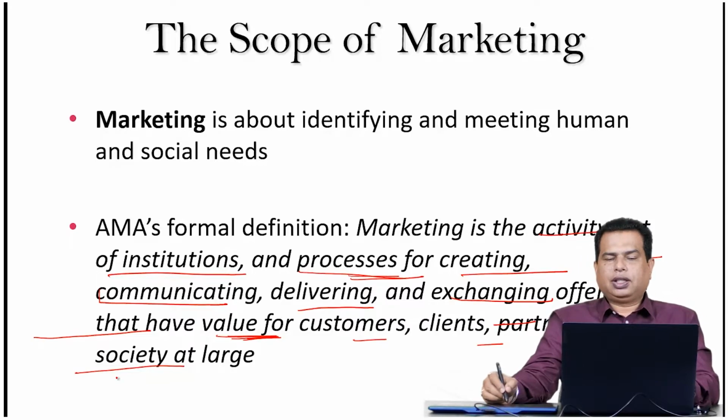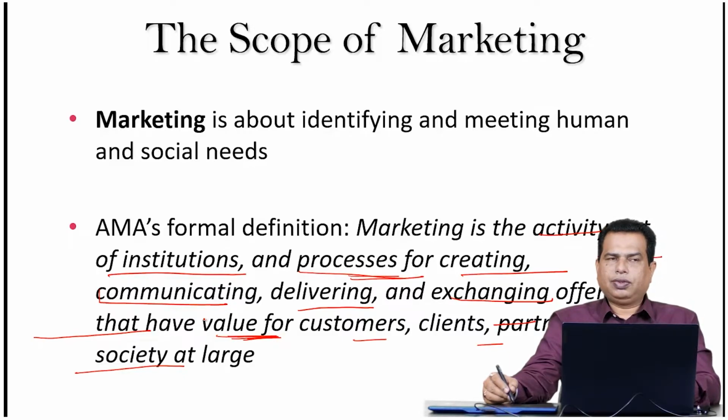After that, another word is process. Process, as I have said earlier also, includes a systematic series of steps which have to be performed. Then through all these things, first of all we are going to create demand, we are going to create those offerings, then we are going to communicate those offerings to the market or to the customers, and then we are going to deliver.